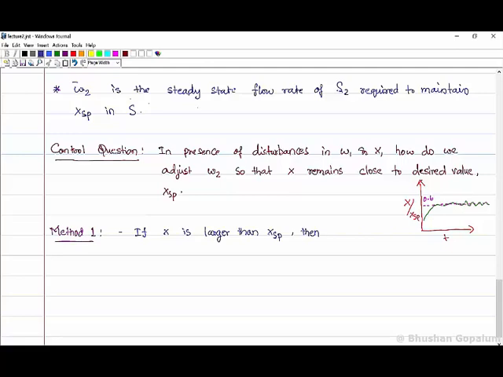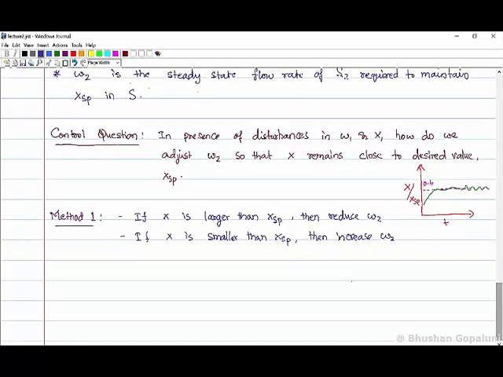If X is larger than XSP, then you would reduce W2. You will add less of pure A. If X is smaller than XSP, then you would increase W2. You would add more of A. And this approach is what is called manual control. This is a very laborious process, and it has a few disadvantages.